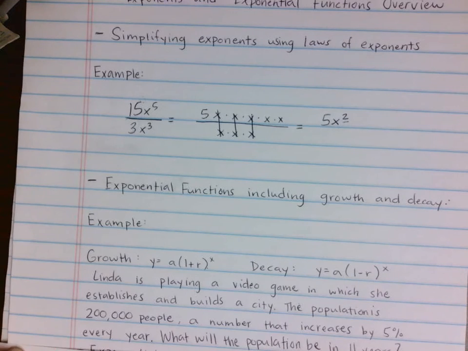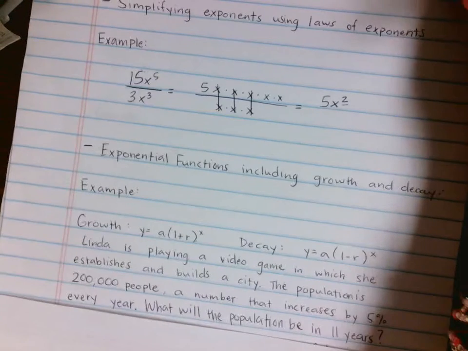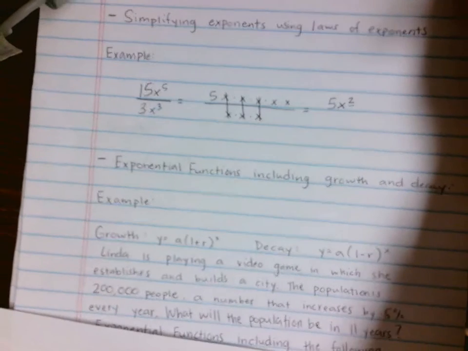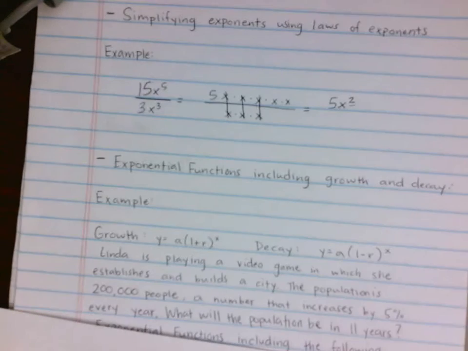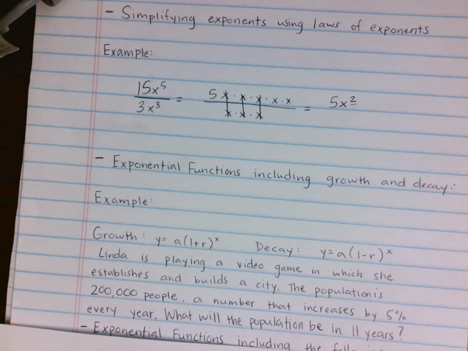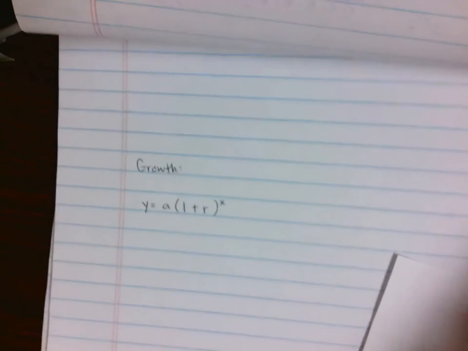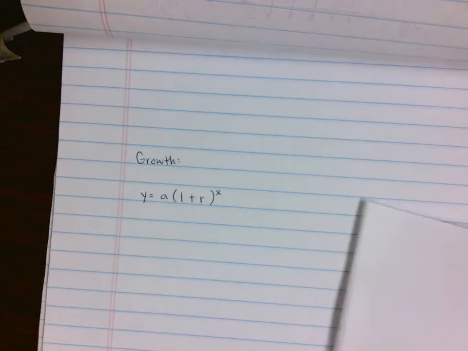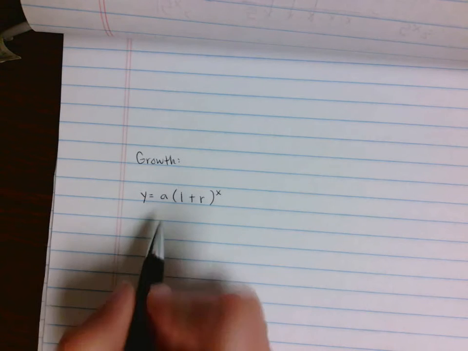Okay, so here is a word problem, and we're going to do this together. It says, Linda is playing a video game in which she establishes and builds a city. The population is 200,000 people, a number that increases by 5% every year. What will the population be in 11 years? Okay, so on this, that is a growth. So the population will hopefully grow every year in her city. So it will be a growth.